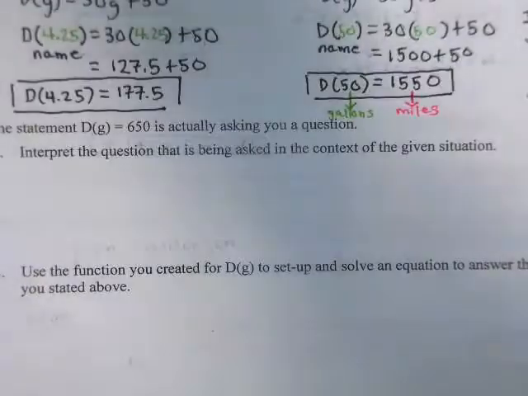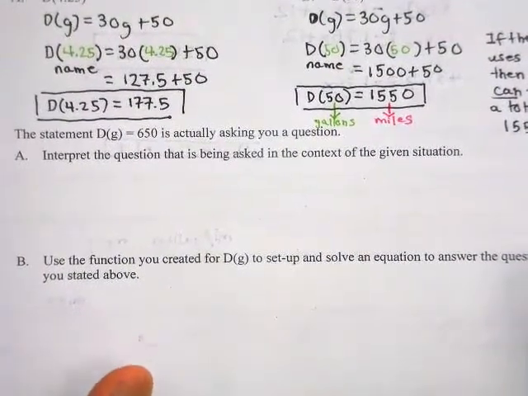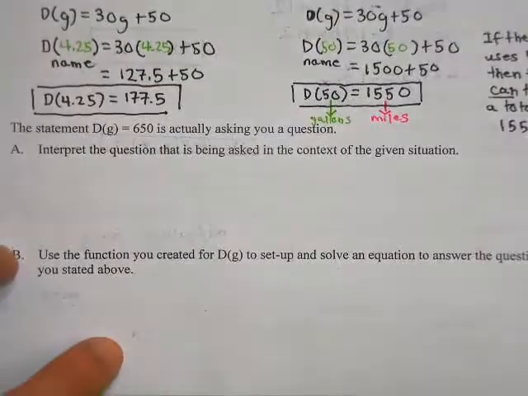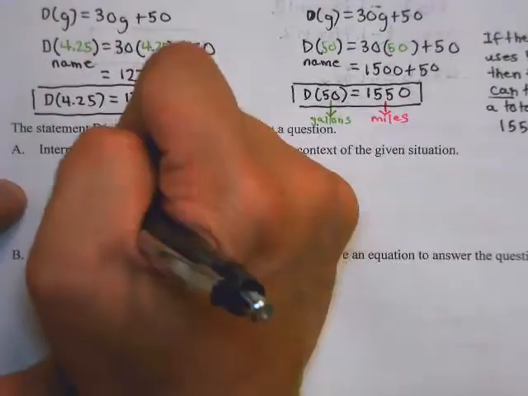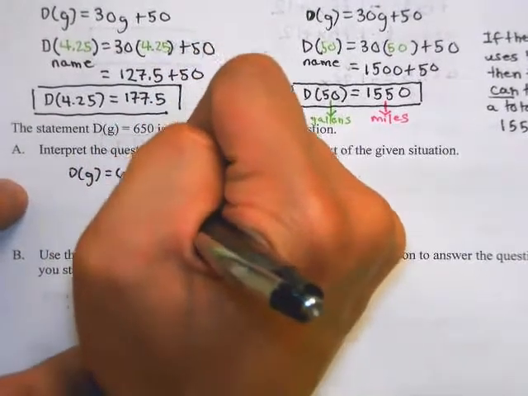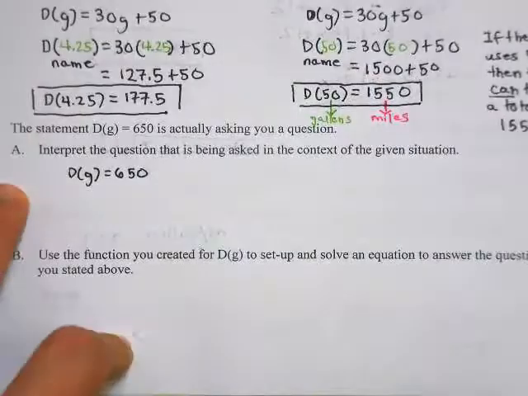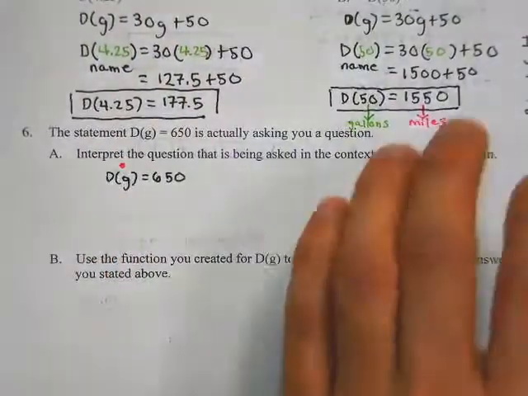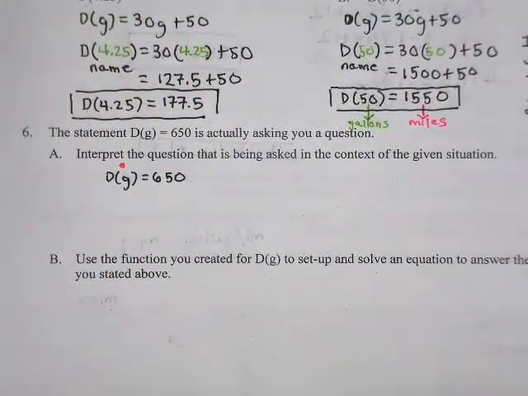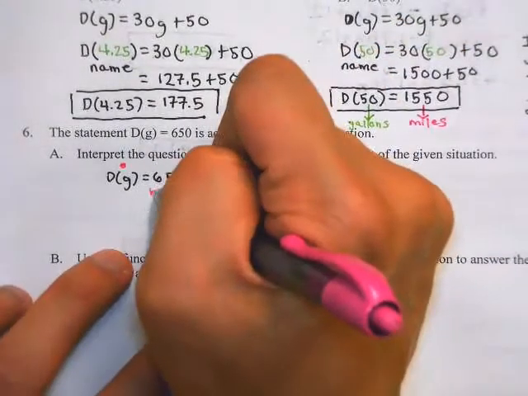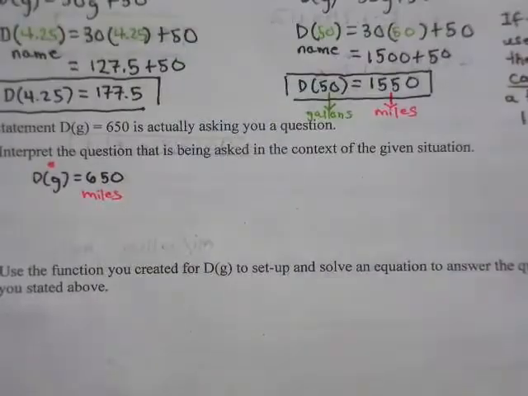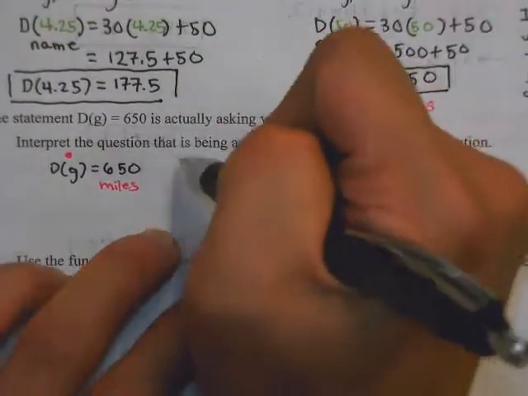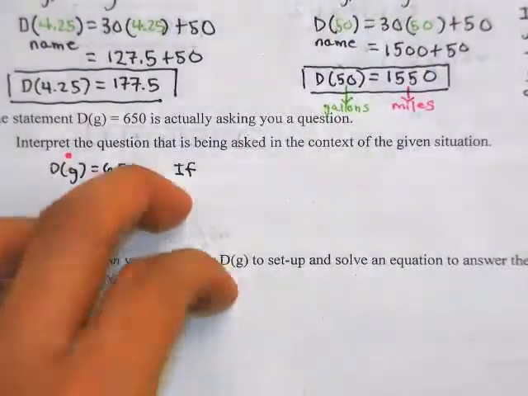Now, statement D of G equals 650 is actually asking you a question. Interpret the question that is being asked in the context of the given situation. Well, we just got to figure out what the units are. D of G. Look back on your table. D of G, is that gallons or is that miles? This is miles. We're almost done. So here's a question that we could probably use.